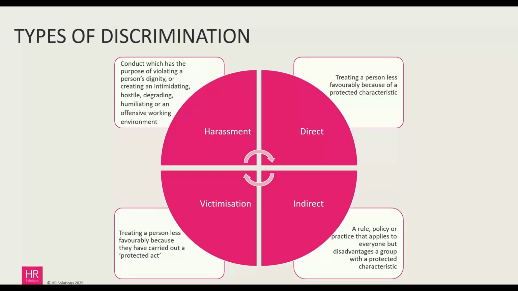Indirect discrimination, on the other hand, is where an organisation applies a rule, a policy, or a practice that applies to everybody, but actually, in reality, it disadvantages a group of workers that would hold a protected characteristic that I've just highlighted, and they're treated less favourably because of one of those protected characteristics. It's actually quite hard to spot because the rules or policy may look fair on the surface, but actually it has hidden effects.